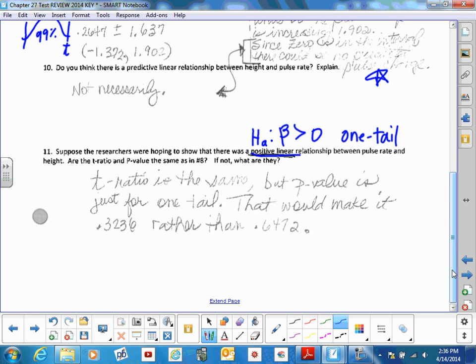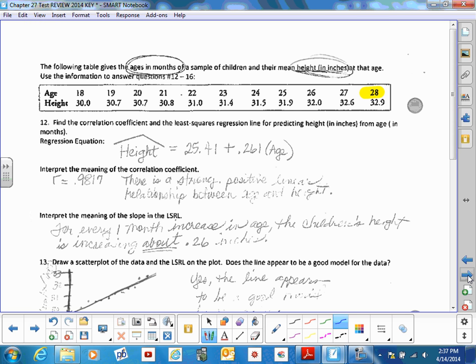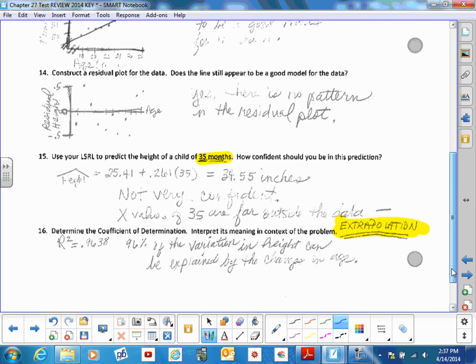Well, what happens, your t-value doesn't change, but what happens to your p-value if you go from 2 tails to just 1 tail? It's half. Your p-value then was just the 0.3236 as opposed to the total 0.6472. Questions there? Okay. Now, this number 12 was pretty straightforward. I'm not really going over any of this part. You can check the key there.